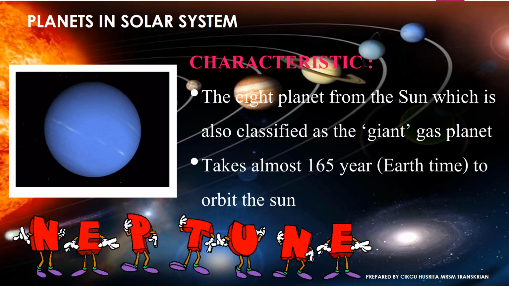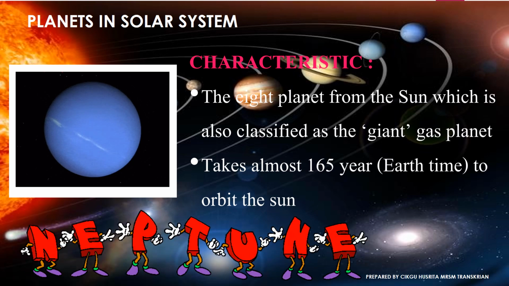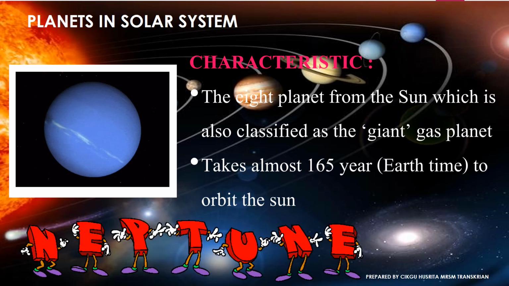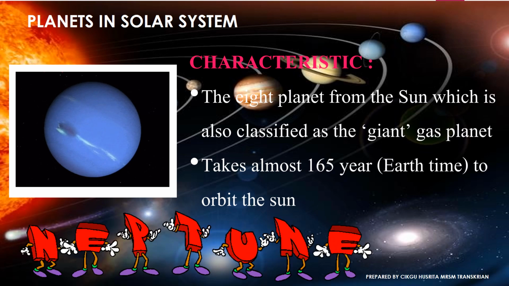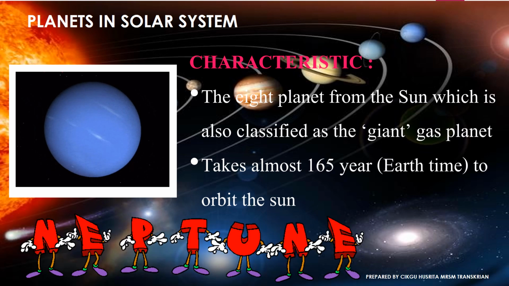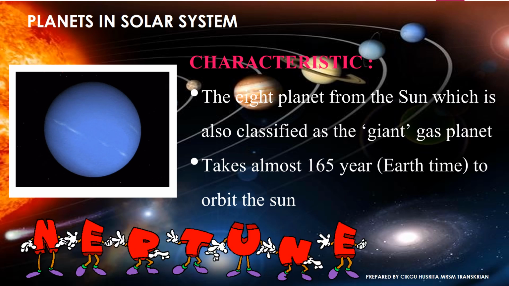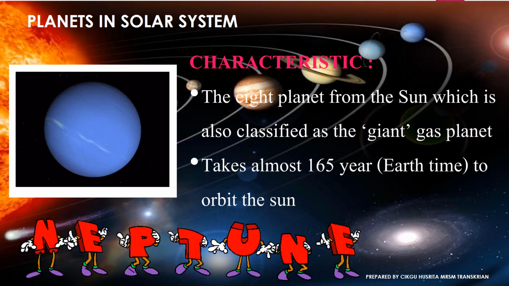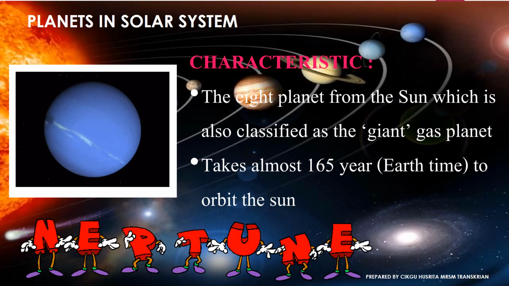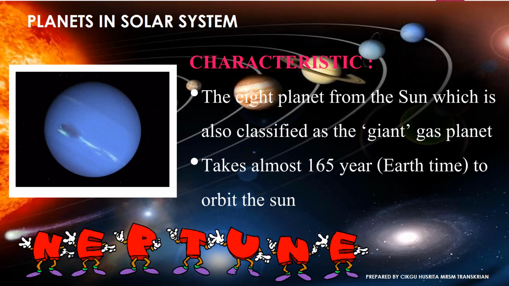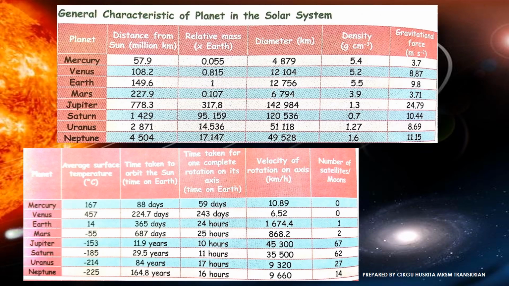Okay, the last planet in our solar system is Neptune. This planet is also classified as a gas giant. It takes almost 165 Earth years to orbit the Sun. The color is blue. Okay, right. So we have already finished the characteristics of each of the planets in the solar system. Okay, this is the general characteristics of the planets in the solar system.